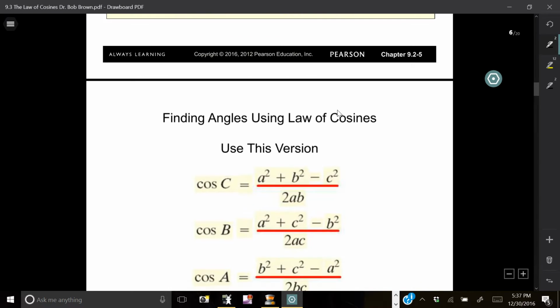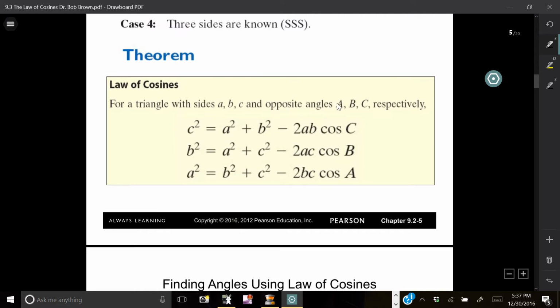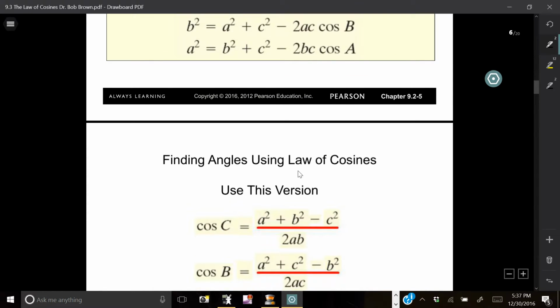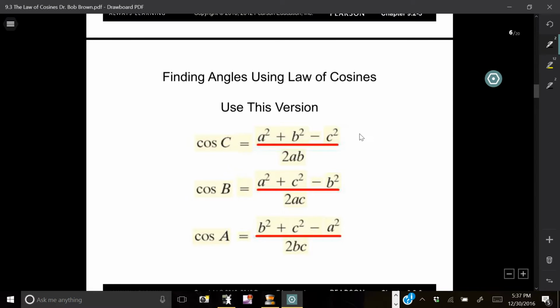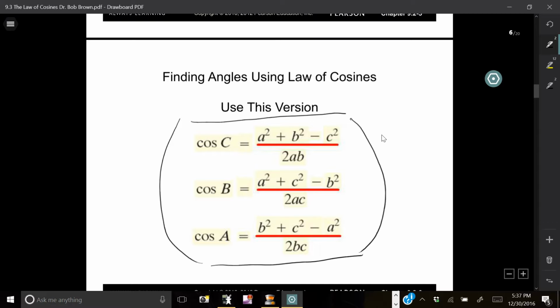Now, here's your law of cosines, and here is the other version that you can use to solve for angles. And I would know all of these formulas too, and have all these ready when you're trying to solve any of the various triangle problems.